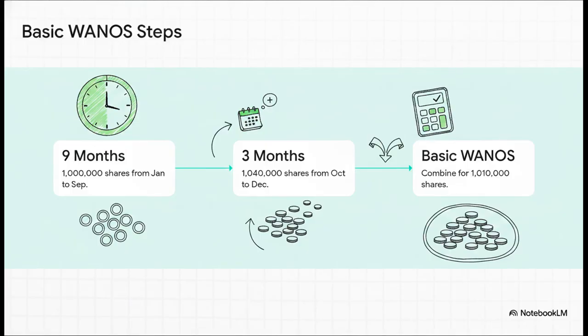First things first, we have to calculate our baseline, the basic weighted average number of ordinary shares, or WANOs for short. Remember, basic WANOs only cares about reality. So for the first 9 months of the year, January through the end of September, we only had our starting 1 million shares. That's 1 million times 9 over 12. Then, boom, October 1st hits and those 40,000 new shares pop into existence. For the final 3 months of the year, we had 1,040,000 shares. So 1,040,000 times 3 over 12. When you calculate those pieces and combine them, our basic WANOs comes out to a nice, clean 1,010,000 shares.